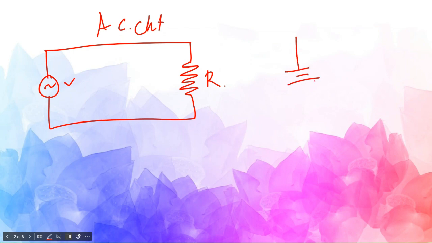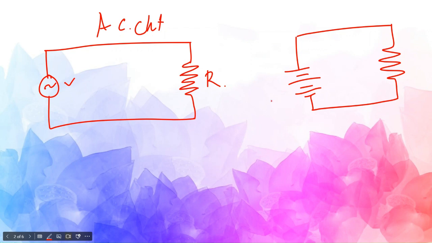When it is DC, we show it as a battery. This is the resistance, and this is how it is. This is the voltage, and current will flow through this. Here is the resistance. In this case also, current will flow like this, right?